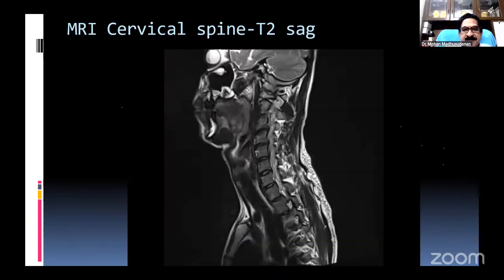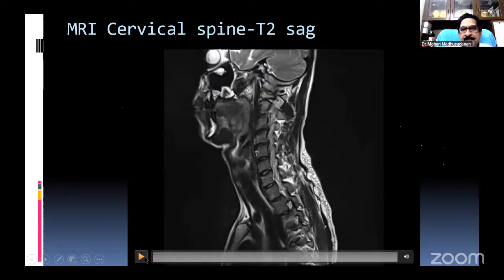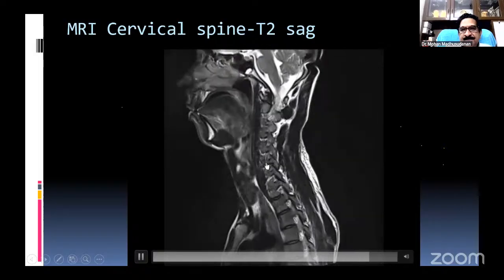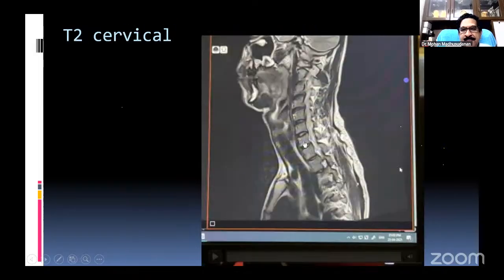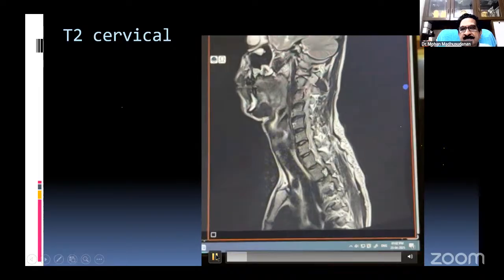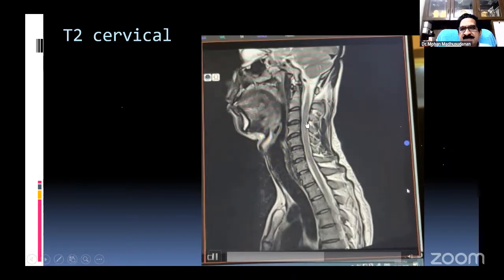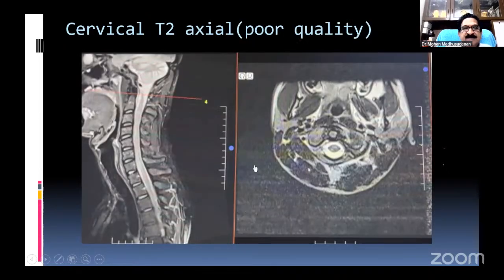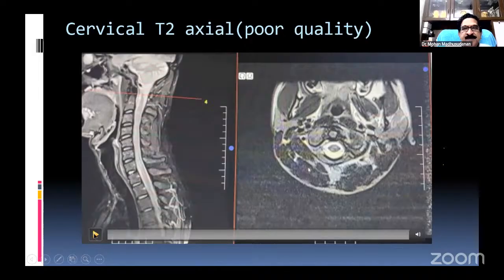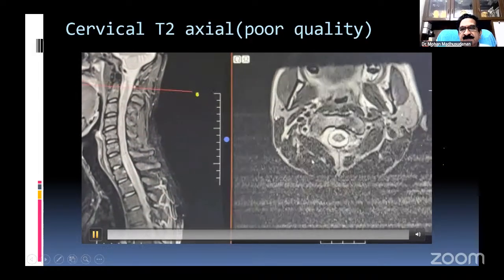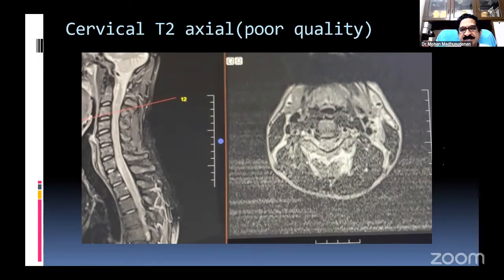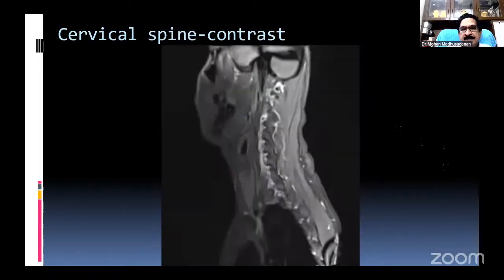Then cervical spine. Subtle hyperintensity you can make out in the middle. Some suggestion of hyperintensity, not a very good quality MRI anyway. And this is the axial cut. If you bring from above, you can see the hyperintensity within the cord. It's not a good quality film, but some suggestion of hyperintensity in the cord. Contrast was non-contributory.